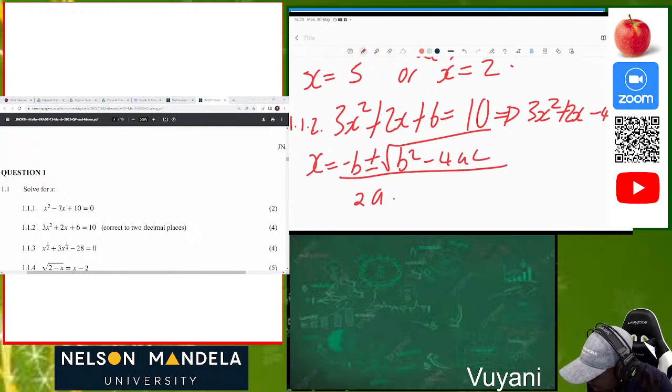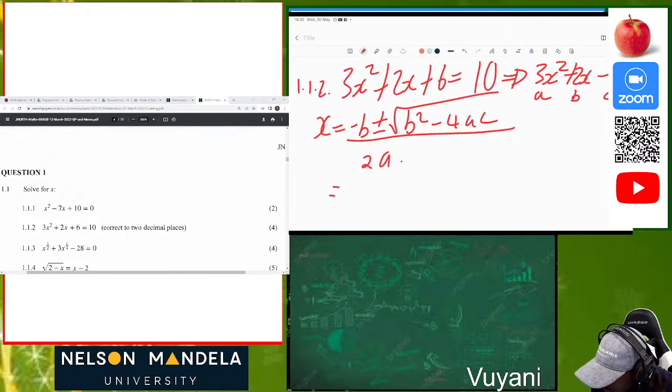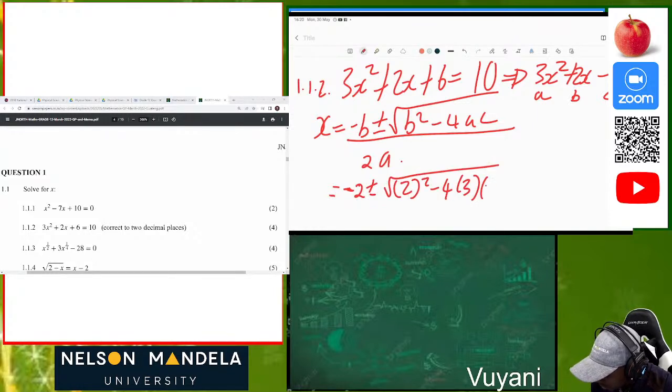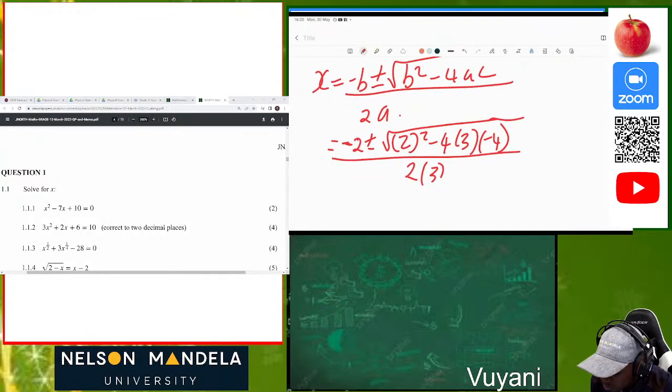What is our b? Our b is 2, our a is 3, our c is negative 4. So let's go together. What is our b? Our b is positive 2, so it's just negative 2 plus or minus square root of 2 squared minus 4ac. Our c is negative 4. Then we divide everything by 2a. Then after that, we use our calculator so that we can actually find the values which we want. Let's use our calculator, guys.